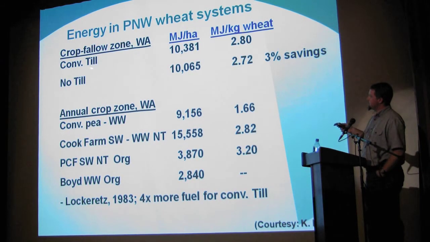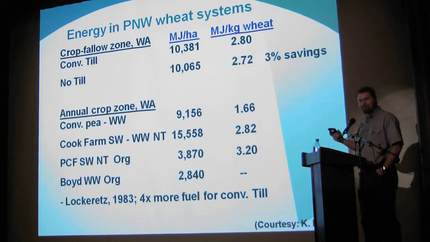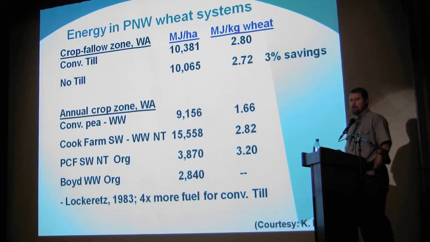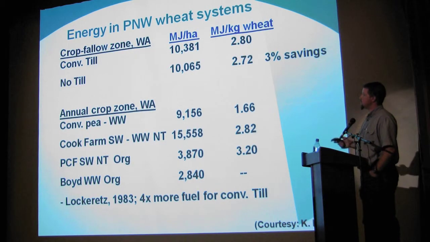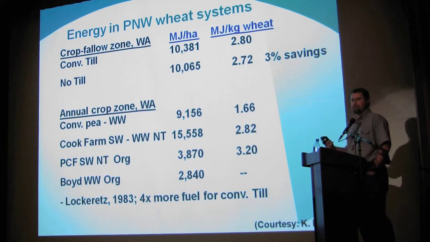But basically, conventional tillage versus no-till, there isn't a whole lot of difference in the crop fallow zone, just because there's not a lot of difference in the amount of tillage they do, plus the additional chemical use, which has an energy issue. But it's about 3% savings per bushel of wheat.